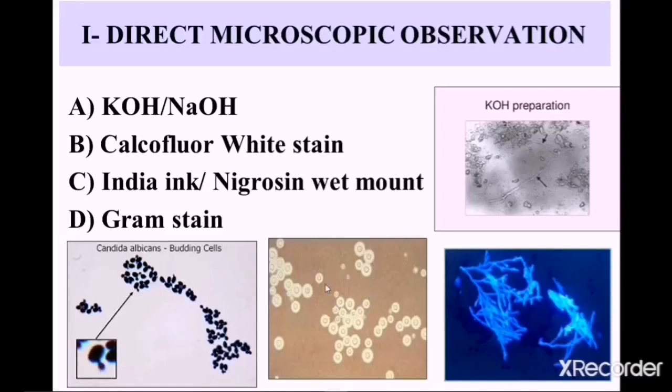The third one is India ink stain. The white capsule of Cryptococcus neoformans is observed with the help of this India ink preparation in spinal fluid. Then there is Gram stain. You can find budding yeasts with the help of Gram stain, though you can also find hyphae and pseudohyphae, which are not visible over here. These fungal elements can appear as gram positive at times, but the size is bigger. So these are budding yeasts.